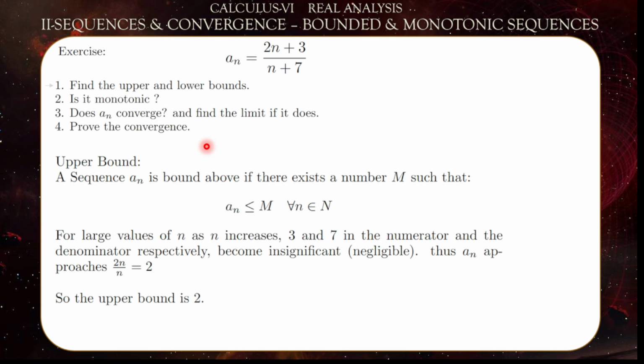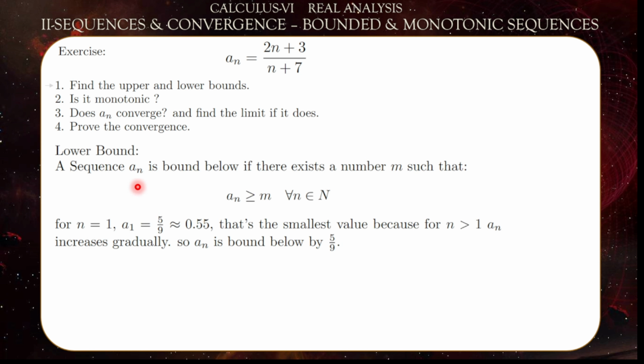The upper bound. A sequence an is bounded from above if there exists a number, capital M, such that an is less than or equal to M for all values of n. For large values of n, as n increases, 3 and 7 in the numerator and the denominator respectively become insignificant or negligible. Thus, an approaches 2n divided by n, which is equal to 2. That would be the limit, by the way. So the upper bound is 2.